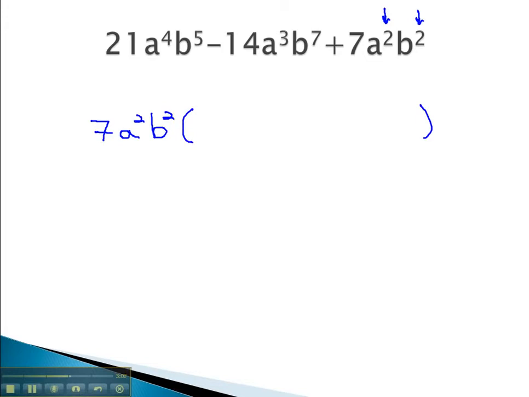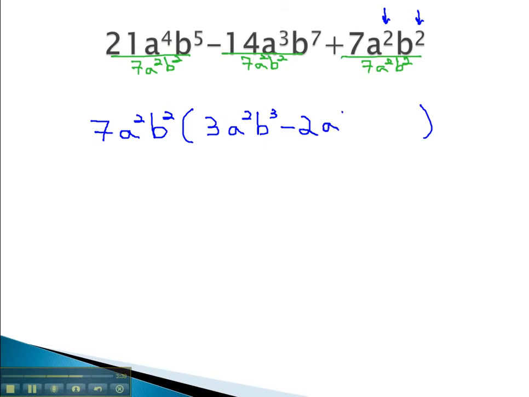This is what goes in front of the parentheses, and then we can divide each of these terms by that common factor, 7a squared b squared, all the way across. As we do and reduce those fractions, 21 over 7 gives us 3, a squared b cubed, minus 14 over 7 gives us 2. Subtracting exponents leaves us with a b to the 5th, plus 7 over 7 is 1, and the a's and b's divide out completely.